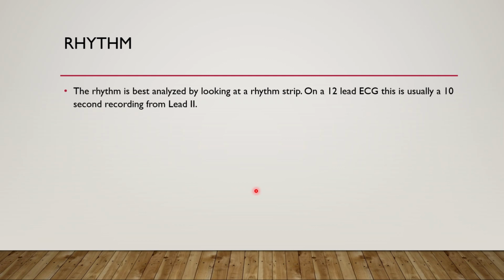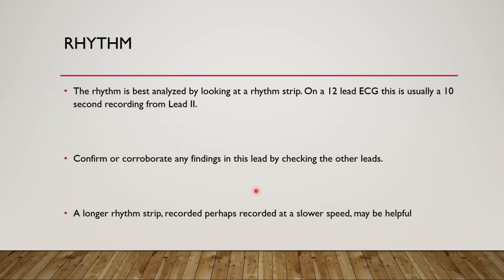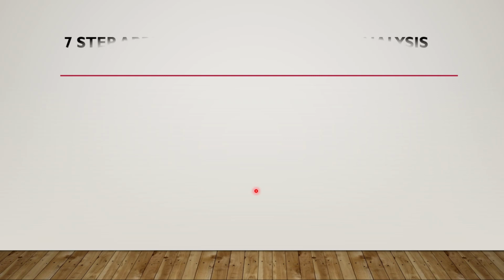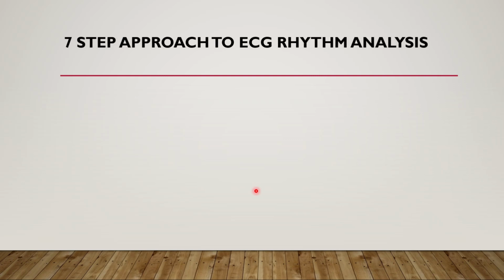The rhythm is best analyzed by looking at the rhythm strip, which is usually a long lead at the bottom of the ECG. And whenever you find an abnormal finding on the rhythm strip, you must compare it with other leads on the ECG. Now, for assessing a normal or abnormal rhythm, there is a certain approach you should use on ECG. Here are 7 important steps which you should consider while assessing rhythm on an ECG.